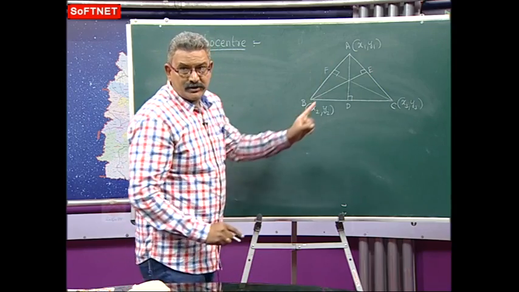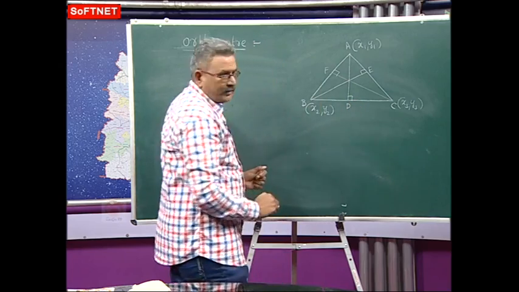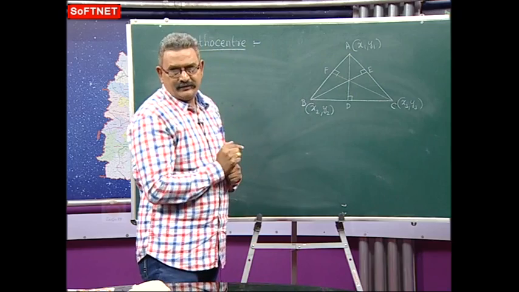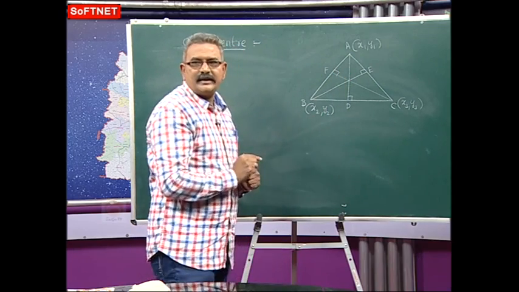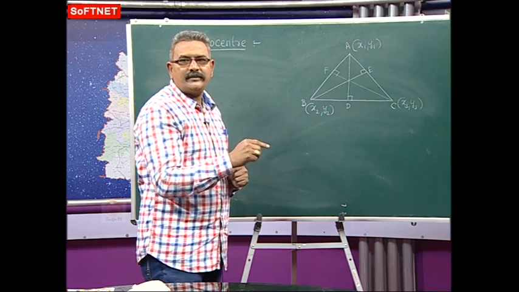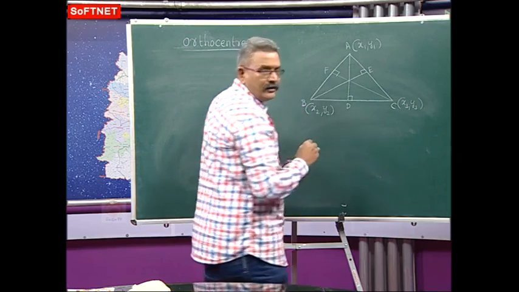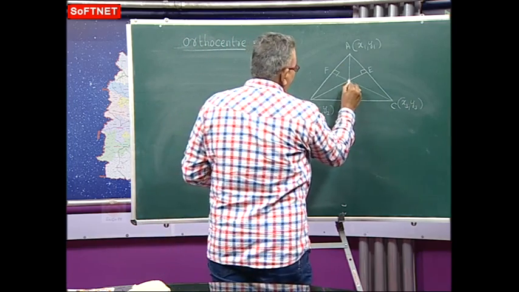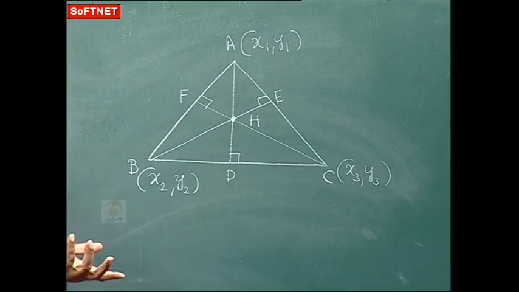Now, if you observe, AD is the altitude, BE is the altitude, CF is another altitude. These three meet at one point, that is called the point of concurrence of the altitudes. The point of concurrence of the altitudes is known as orthocenter. This is generally denoted by H or O, no problem, but better you remember it as H.